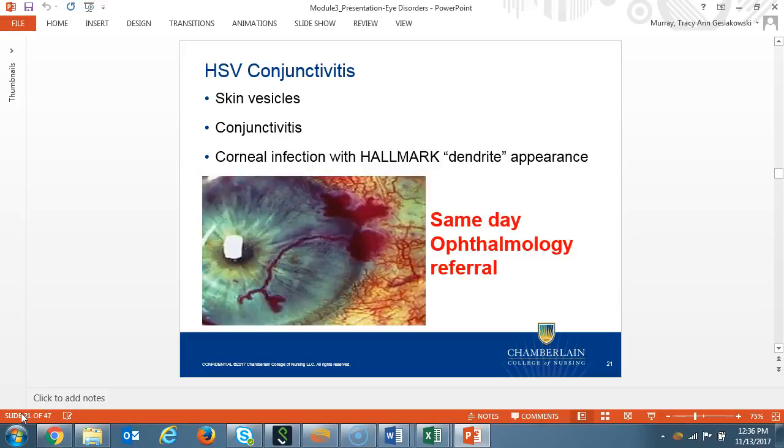Any of the following symptoms can be seen with an HSV1 or HSV2 conjunctivitis. Skin vesicles. If these are present, they often help with the diagnosis. Conjunctivitis, same as viral conjunctivitis, so it alone is not helpful in making this determination. And a corneal infection with the hallmark dendrite appearance, as you see here.